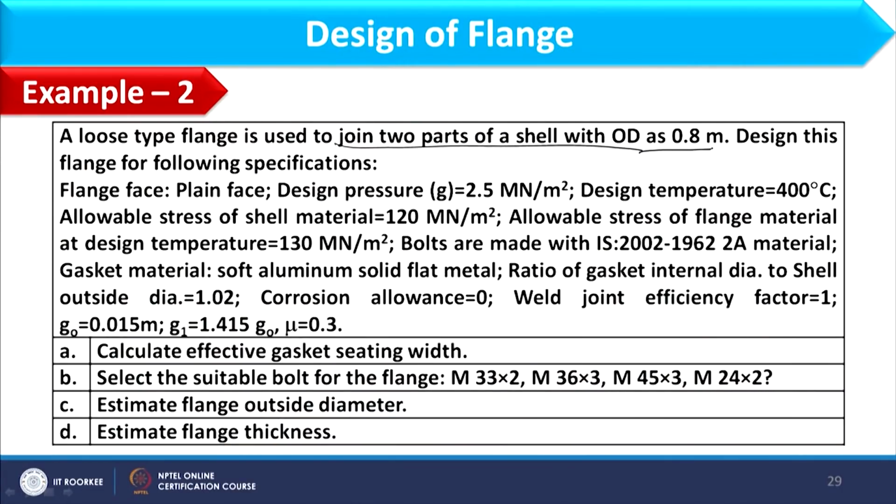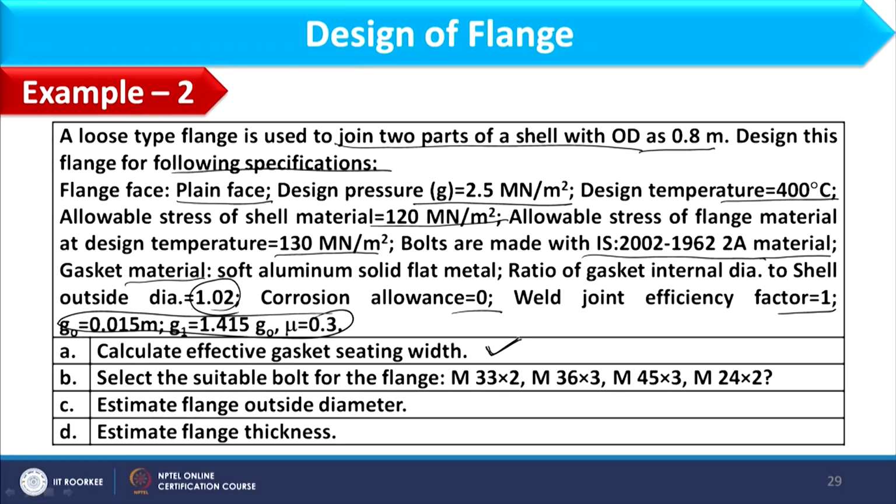Now, here we have example 2, in which we are again designing a loose type flange, which is used to join two parts of a shell with OD as 0.8 meter. Design this flange for the following specification: plain face, design pressure is given like this, and design temperature here as 400. Allowable stress of shell material is 120 mega Newton per meter square, allowable stress of flange material at design temperature is given as 130 mega Newton per meter square, and bolts are made with IS 2002-1962 2A material. Gasket material is soft aluminium solid flat metal. The ratio of gasket internal diameter to shell outside diameter is 1.02, corrosion allowance 0, and joint efficiency factor 1, and all these parameters we can use for designing.